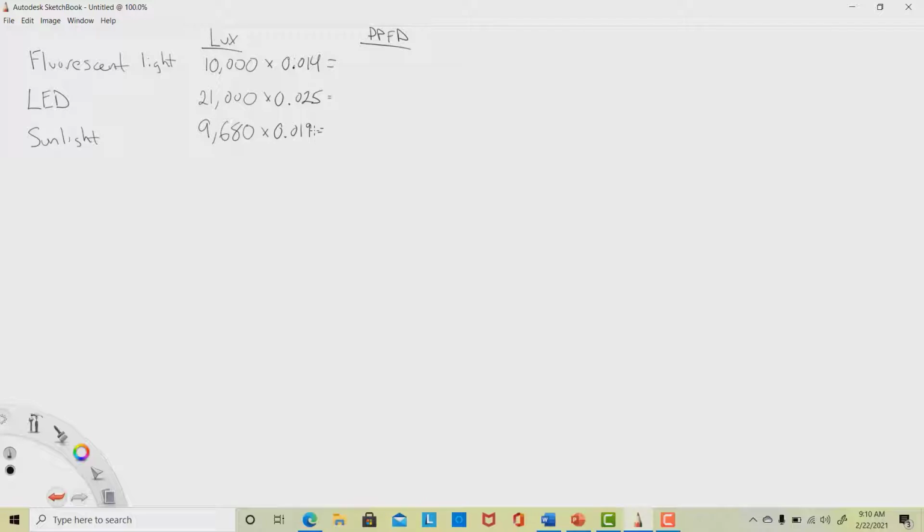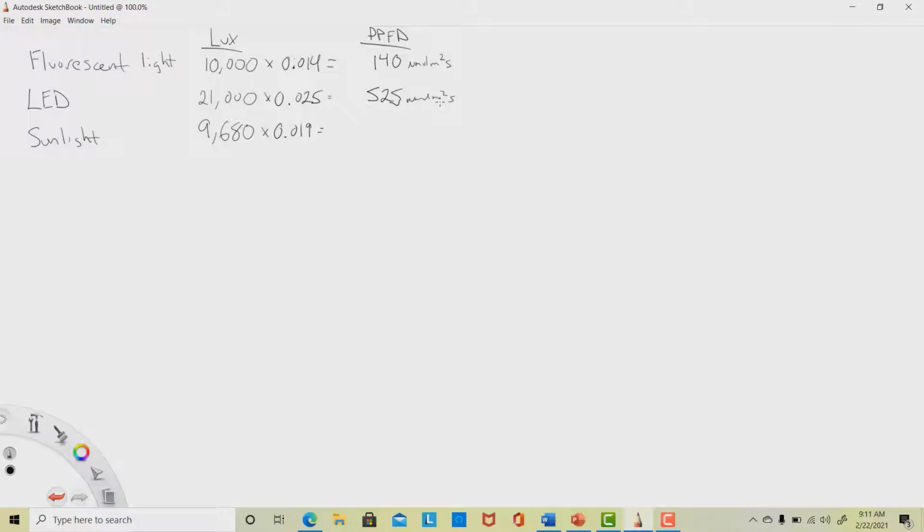I'm going to use the calculator on my phone because I do not want to do that by hand. So the first one, 10,000 times 0.014, and that gives us a photosynthetic photon flux density value of 140. And this is in micromoles per meter squared per second. And we'll do that with LEDs times 0.025, and that is 525, again, micromoles per meter squared per second.